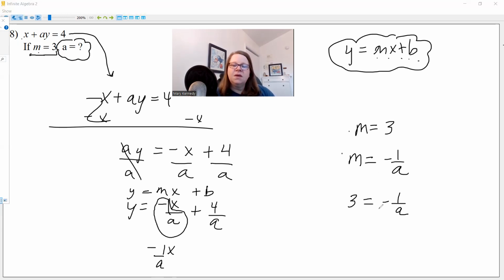That's our goal. So when I see divide by a, I'm going to multiply both sides by a so that we can get rid of this fraction. So 3 times a is 3a. Those a's cancel. That's why we multiplied by a, to get rid of that fraction. So we just have -1 over here. And the last step would be to divide by 3. So a is -1/3.